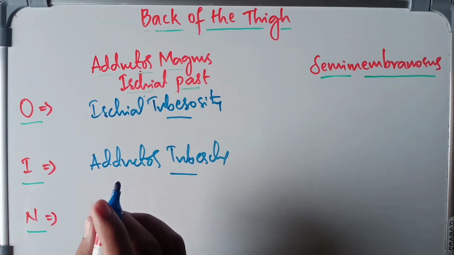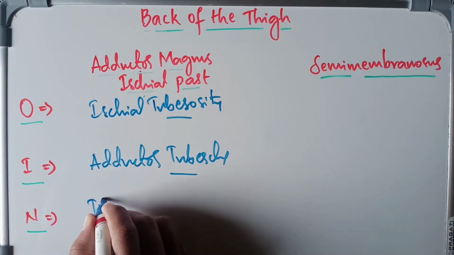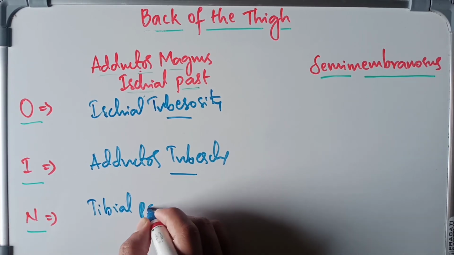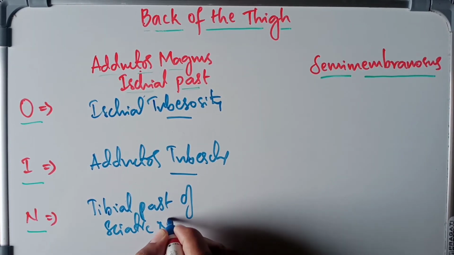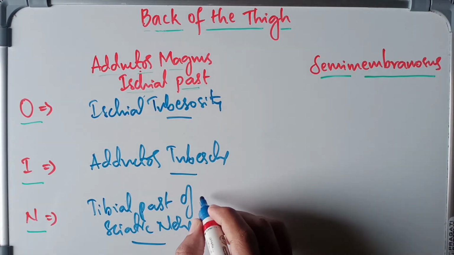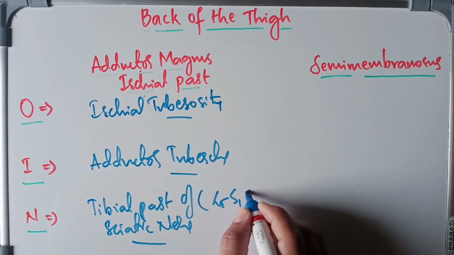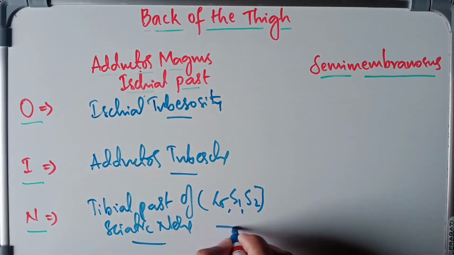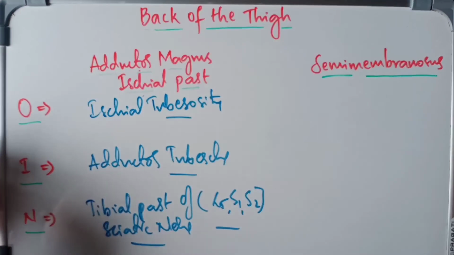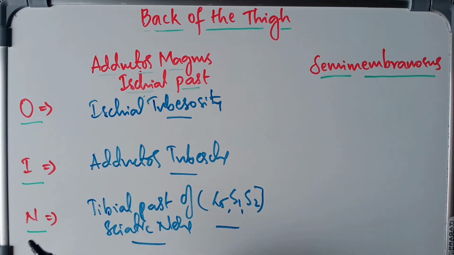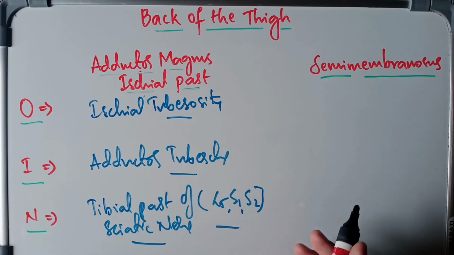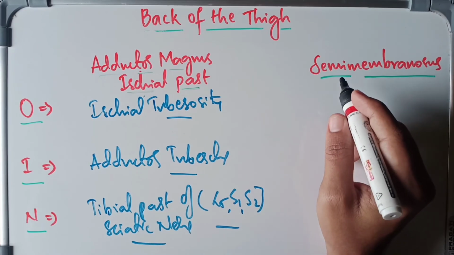And what about the nerve supply of the ischial part of the adductor magnus? Nerve supply is by the tibial part of the sciatic nerve. What about the root value of the tibial part? It arises from L5, S1 and S2. So this is about the adductor magnus in terms of origin, insertion, nerve supply, and of course the action, that is the flexion of the knee as well as the extension of the hip joint.